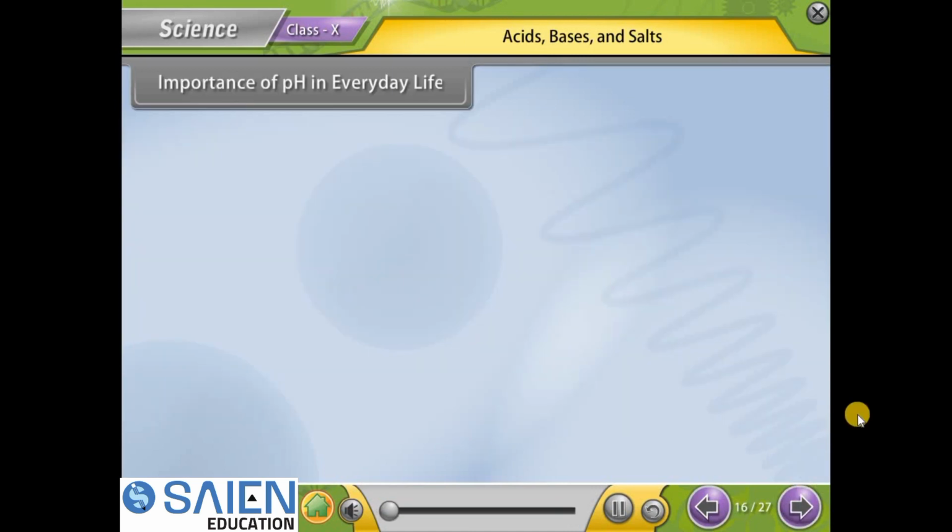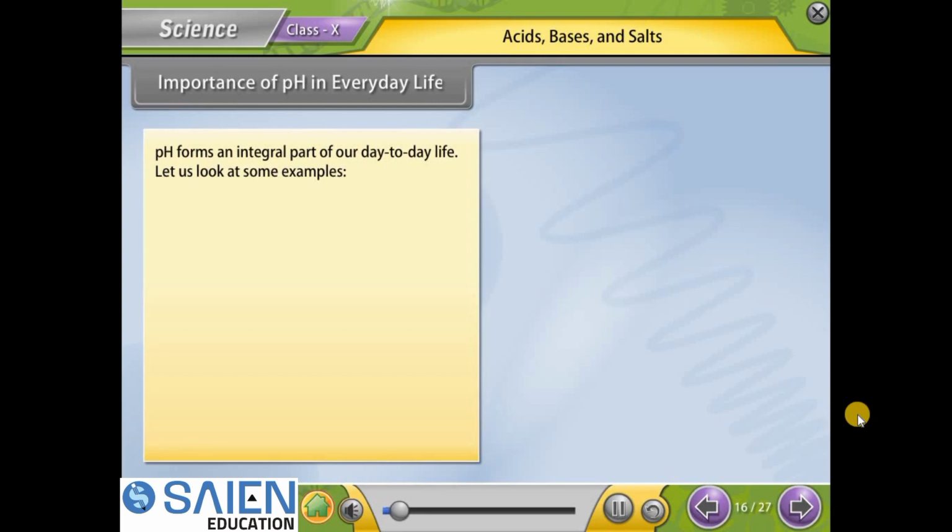Importance of pH in everyday life. Let us look at some examples from our day-to-day life where pH forms an integral part. The pH of the soil.